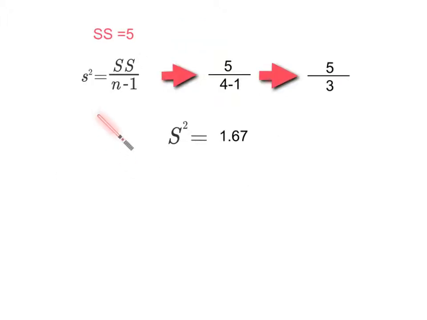Okay, so calculating the variance, sample variance rather, is simply a matter of taking the sum of squares, putting it in the numerator, and dividing by n minus 1. Now remember, we had 4 x values, so n minus 1 is going to be 3. So our variance is going to be 5, the sum of squares, divided by 3, n minus 1, because we're calculating the variance for a sample. And so our sample variance then, 5 divided by 3, works out to 1.67.